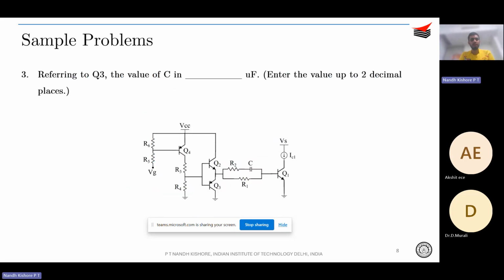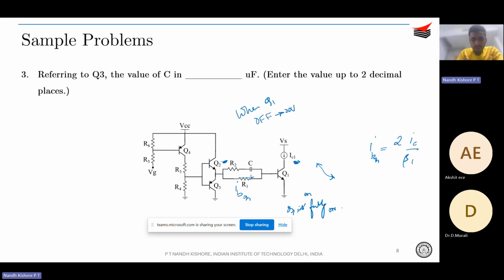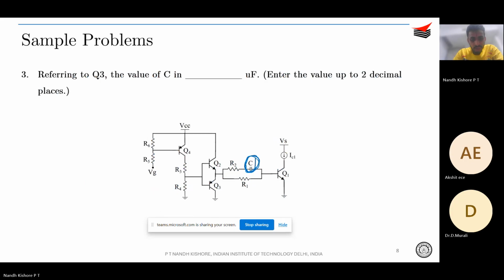Referring to the previous question, the value of C is what? Now you come to the next part. What is the value for C? Right? That is the question. So what is the value for C? So you understand that we just saw that R2C will come into conduction only during turn off to turn on transition, right? During that period only, this is going to come into conduction. Let's see how do we solve that.